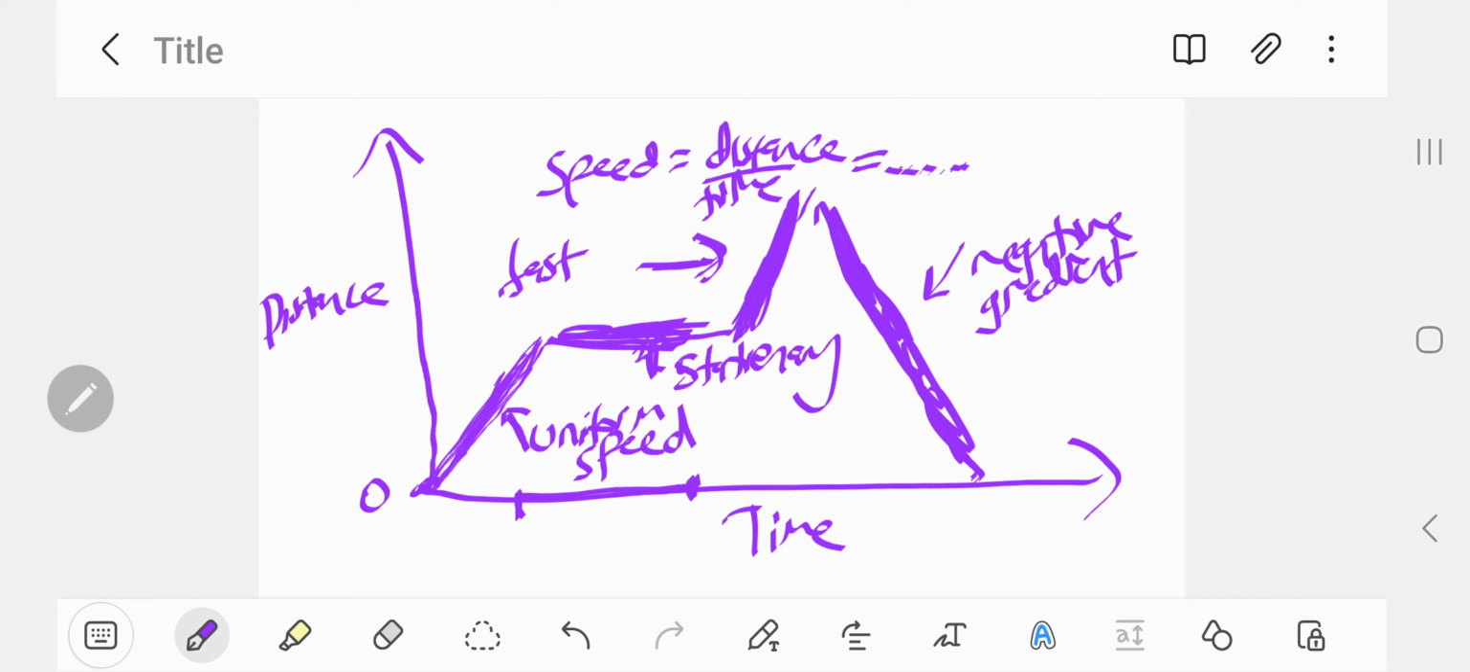So that indicates that the speed is decreasing, because it's going fast here, then all of a sudden it's changing direction and slowing back down, returning to its starting point. And that's how you interpret a distance time graph.